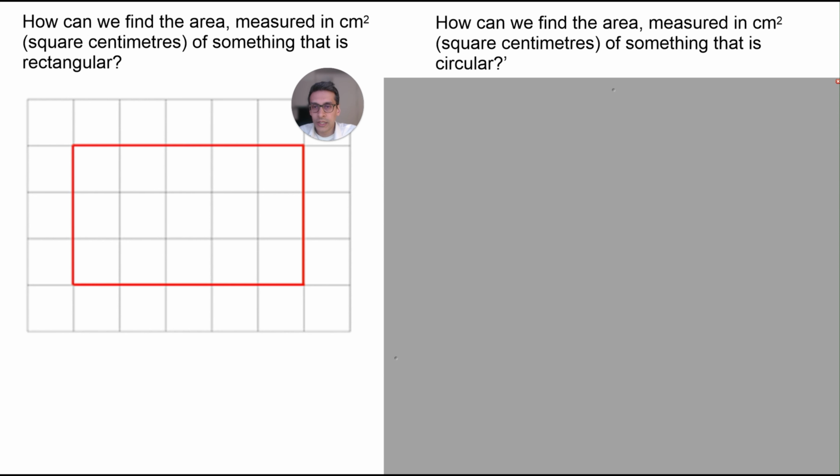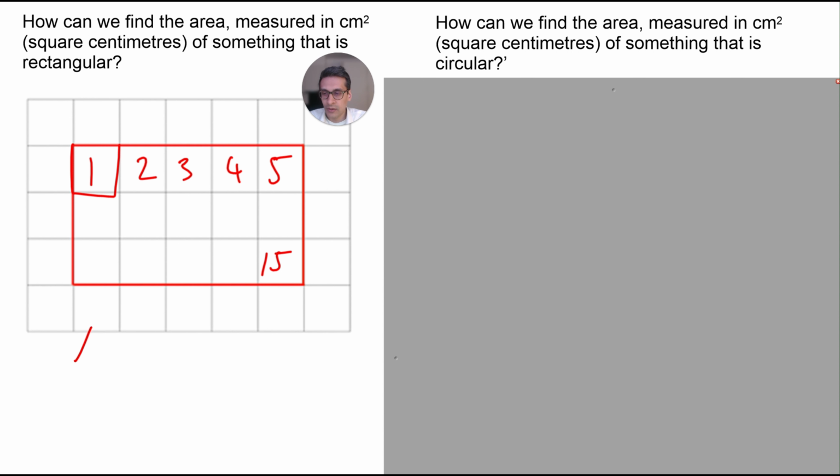Now, if we're asked to work out the area of this rectangle here, and you're told that this is on centimeter square paper, then we know that each of these squares individually have an area of 1 centimeter squared. So you just count these up, and you can see you end up with 15 centimeters squared. So the area here equals 15 centimeters squared.